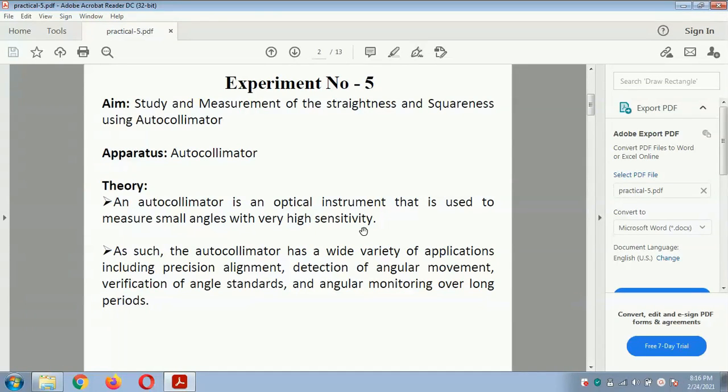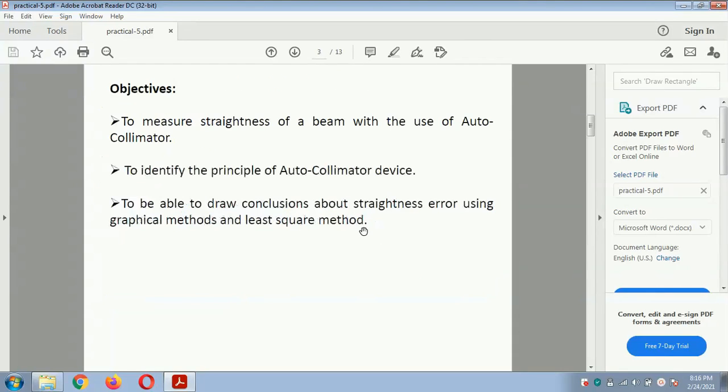The theory behind this: an autocollimator is an optical instrument that is used to measure small angles with very high sensitivity. The autocollimator has a wide variety of applications including precision alignment, detection of angular movement, verification of angle standards and angular monitoring over a large period.